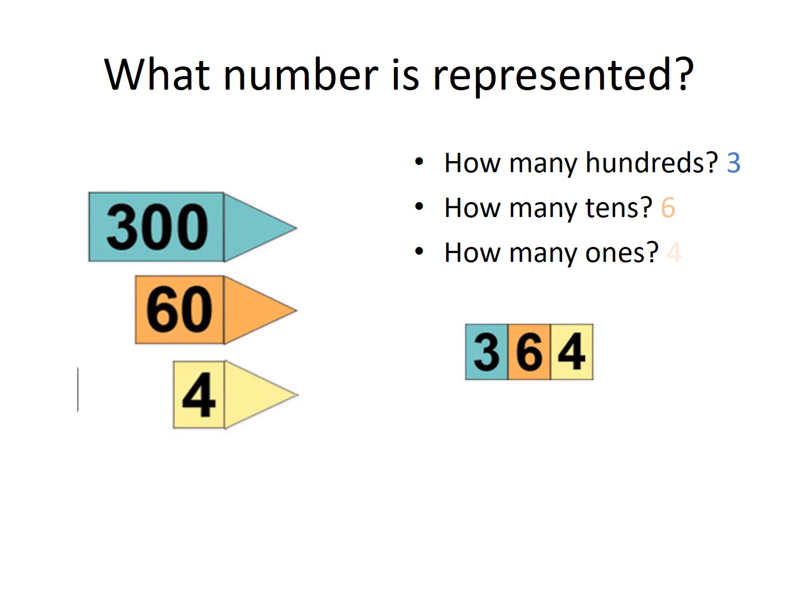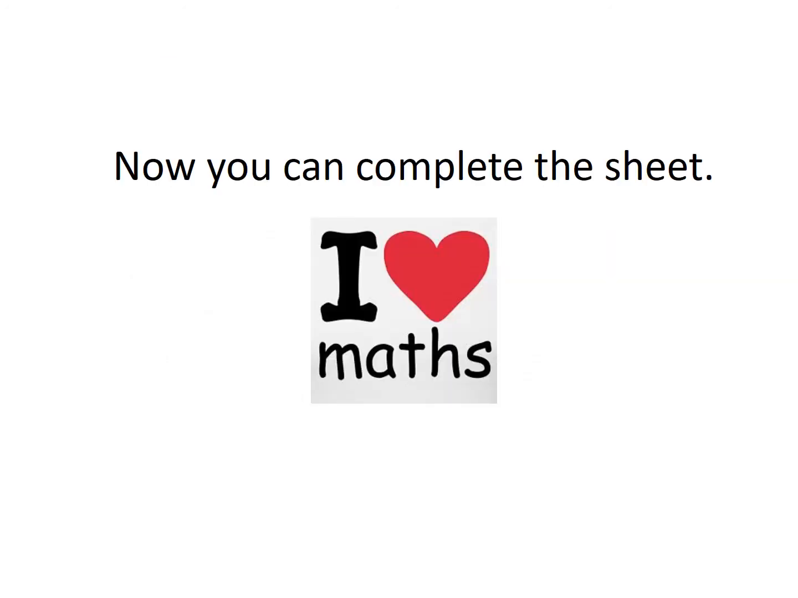So you can see we have 300, we have 60, and we have 4. So that's 3 100s, 6 tens, and 4 ones. If we put that together, it's 364. Now you can complete the sheet.